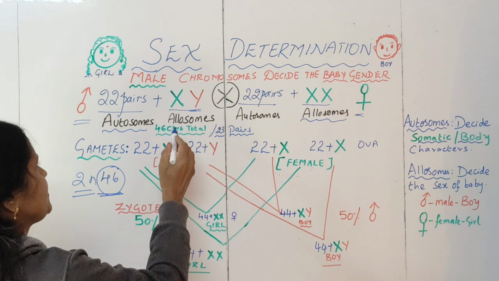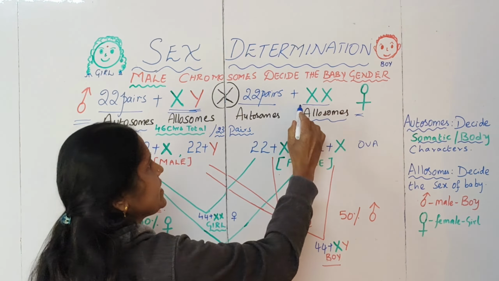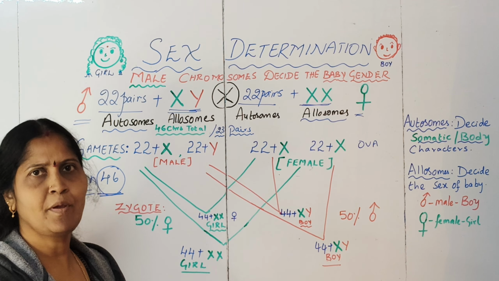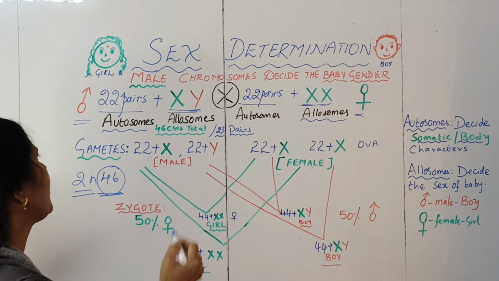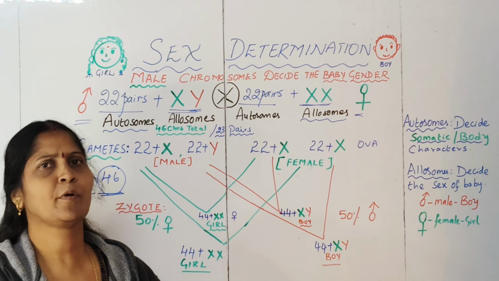And these sex chromosomes, in the case of males, are X and Y. In the case of females, they are X and X. So both of them are X in the case of female. So what will happen during gamete formation? During gamete formation, the males will produce the sperms, which are the gametes in the case of males. These sperms, the gametes, will have the haploid number of chromosomes.